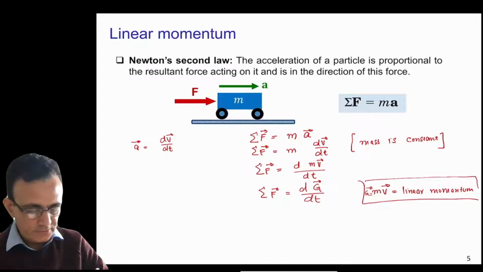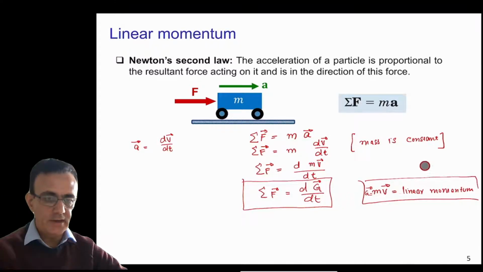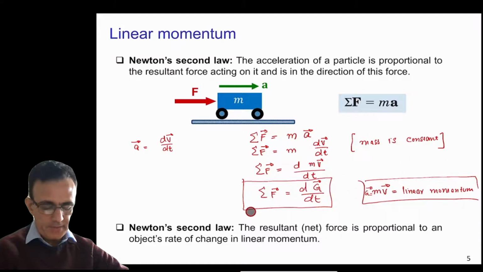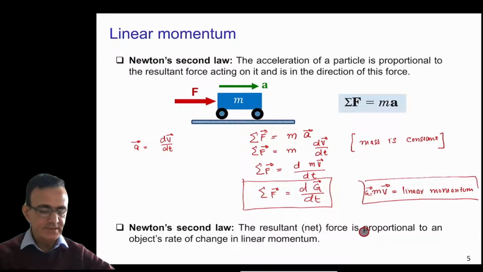So this is the new way to write the equation of motion here. Newton's second law, you can write in this form here. And now you can define that the resultant net force, which is the resultant of all the forces, is proportional to the object's rate of change in linear momentum, which is G here. So this is the new way that you can write Newton's second law.